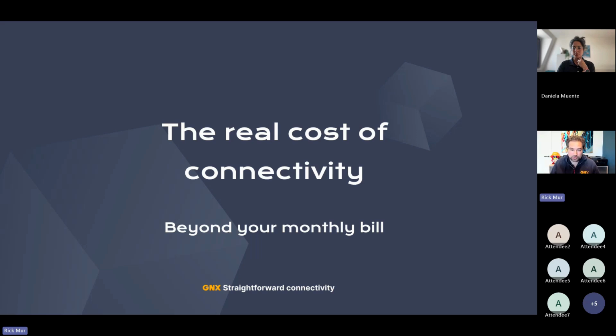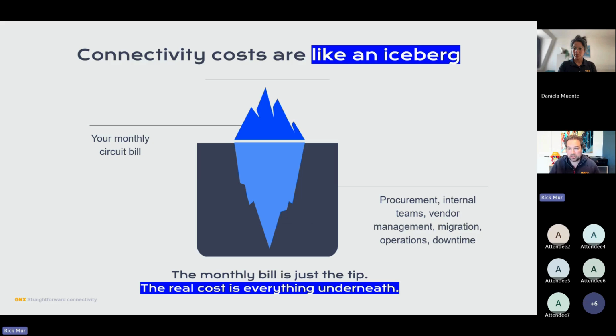So today I wanted to talk to you for the next, let's say, 25 minutes or so about what we call the real cost of connectivity. And that means, of course, we're talking about network connectivity here in the broadest sense of the word. We mean that the connectivity cost actually involved goes much more beyond what you see on the monthly bill.